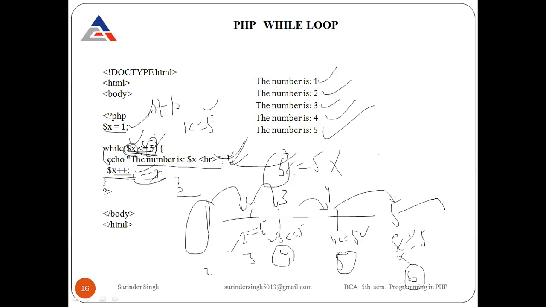Clear? Next, on the sixth step, it will check the condition, is 6 less than or equal to 5? Now the condition is wrong, and control will exit from the while loop. Clear this program?